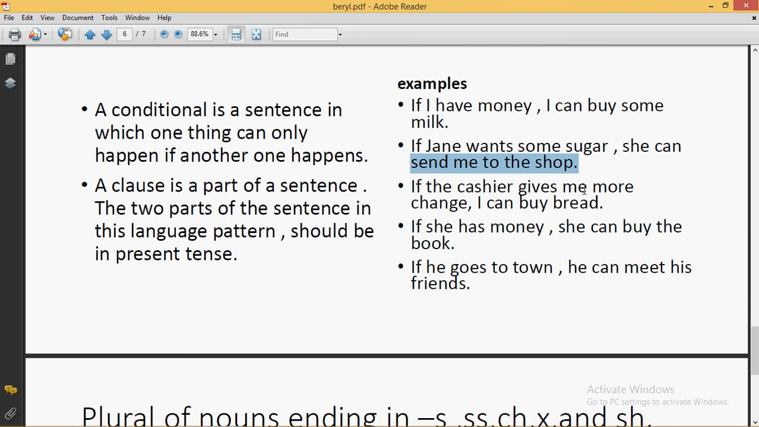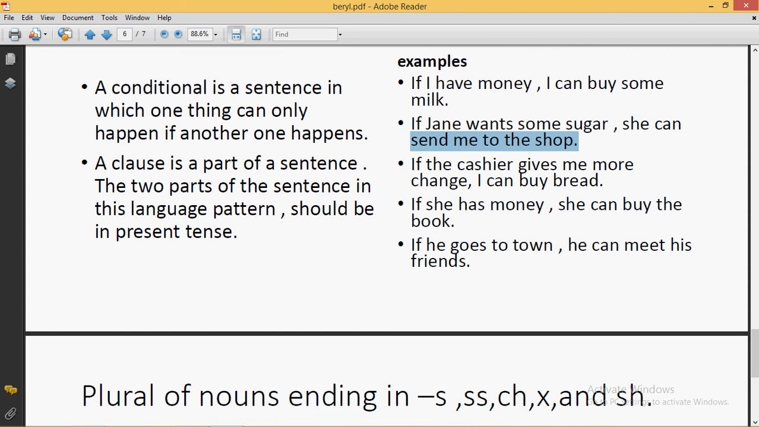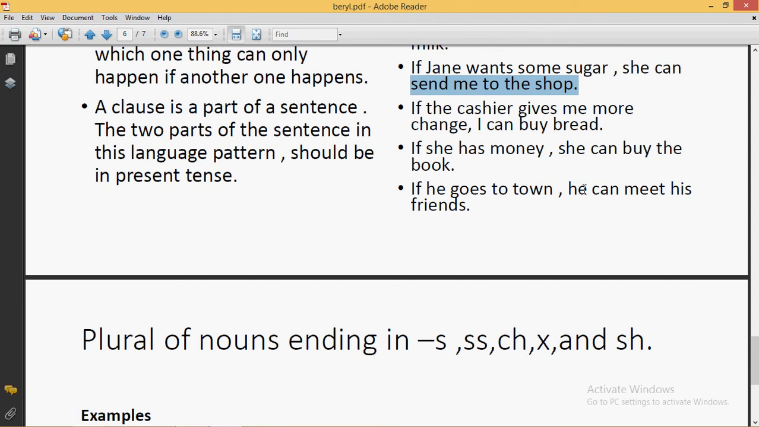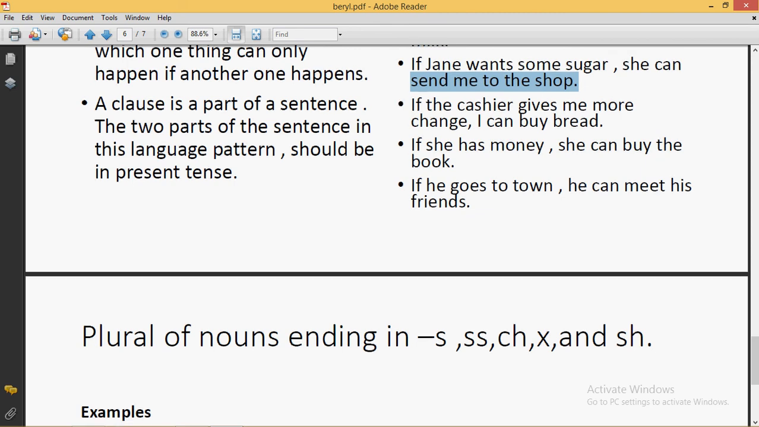If the cashier gives me more change, I can buy bread. Meaning, you need the bread, but you don't know if the cashier has more change for you or not. So, in case the cashier has change for you, then you can buy a bread. If she has money, she can buy a book. Meaning she needs a book, but she doesn't have the money. So if the money is there, then she can probably buy the book.